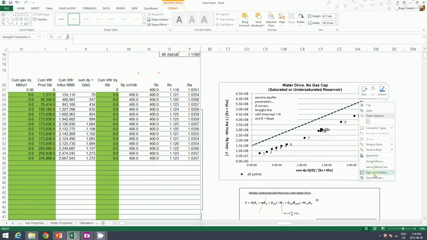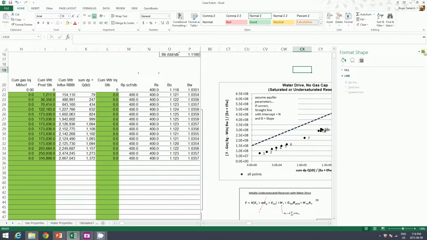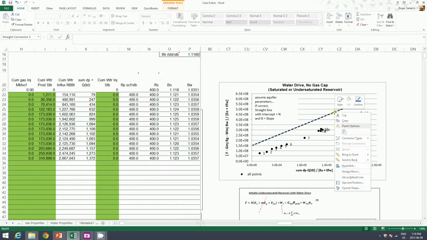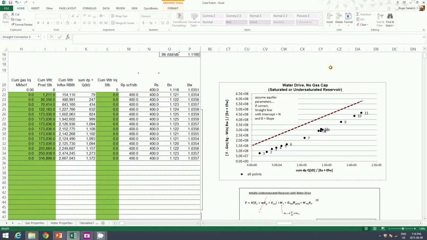I'll then right mouse click and set it up so that it's a red line. There we go. So now we've put in a line that is equivalent to that same slope. And what we can do is just drag that line down and see how well it matches the data that we have. And really, that's a pretty good match.